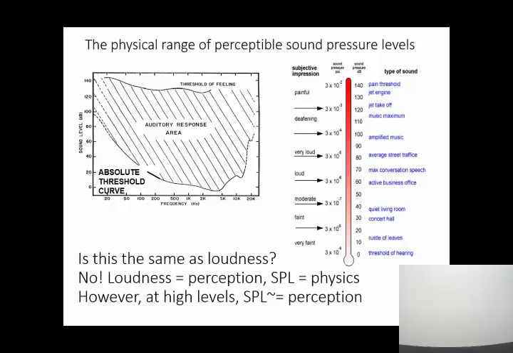Right, here's the physical range of perceptible sound pressure level. Let's look at this graph here on the right. You probably have seen something like that, which makes the connection between the measured sound pressure level in decibels, or here PSI, because I think it's an American chart.